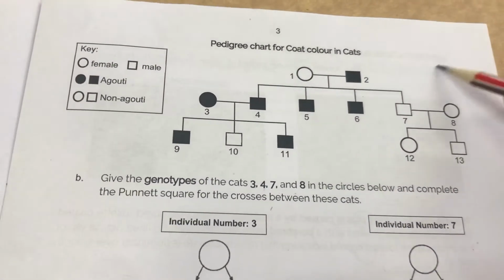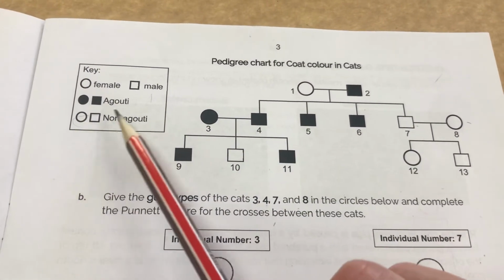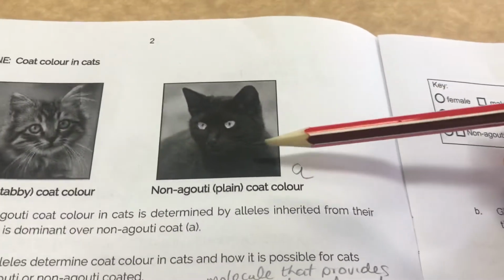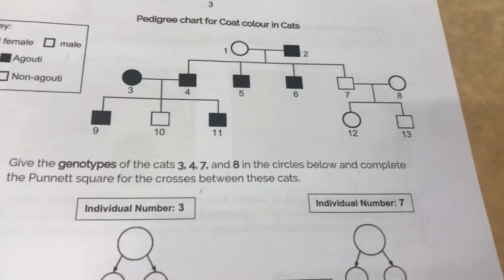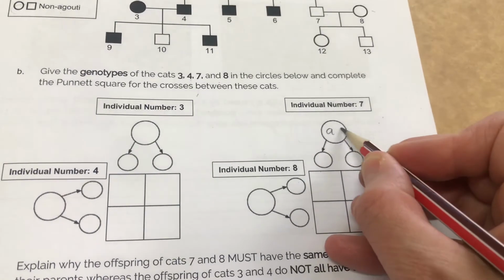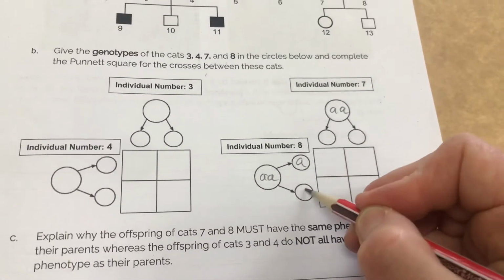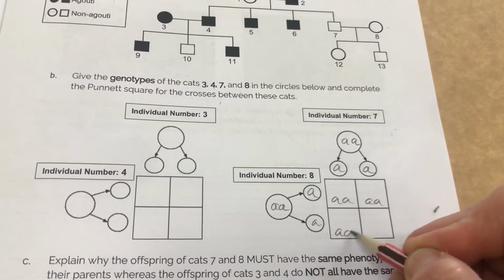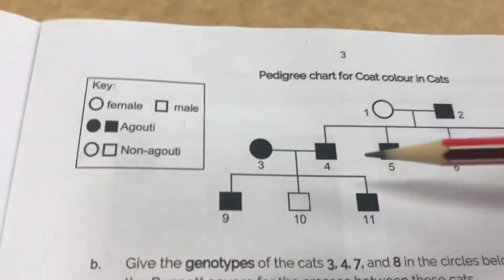So let's start with 7 and 8 because they are the easiest ones. Because if we look here, 7 and 8 are non-agouti, and non-agouti, coming back over to here, is coded for by recessive alleles. So we should know that to show the recessive phenotype, we need to have 2 recessive alleles. And then that's a pretty straightforward Punnett square to complete. This one's not quite so easy.